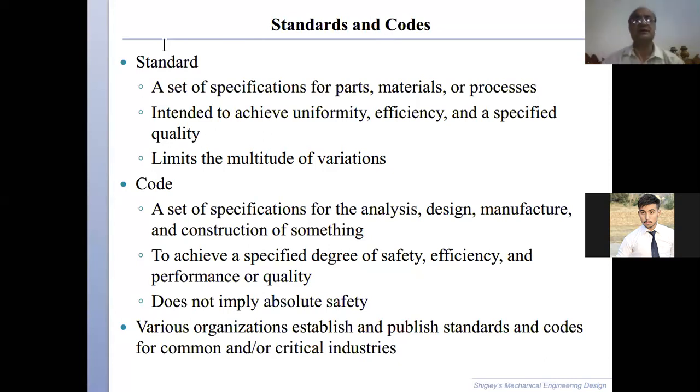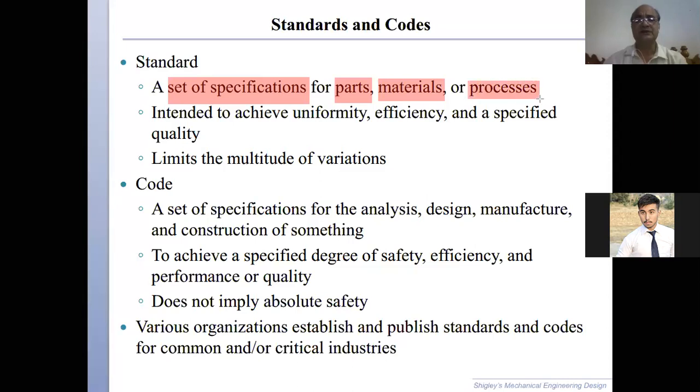If we go to standards, what are standards in mechanical engineering design? Well, rather in engineering, there are certain standards. And what is a standard? A standard is basically a set of specifications for parts, materials, or processes. So if you have a part or material or process, and there is a set of specifications for that, these are known as standards. And the intent of these standards is to achieve uniformity, efficiency, and a specified quality.